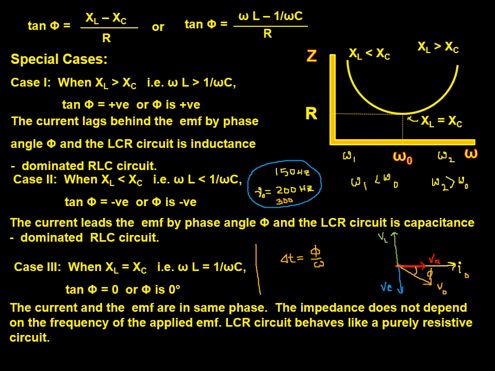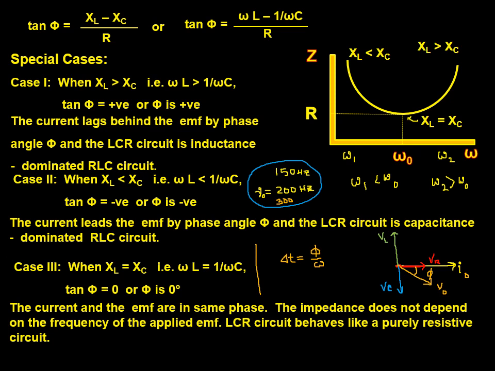But in case we take a frequency omega 1 which is less than omega naught, here XL would be less than XC, and in that case the circuit will have current leading the voltage. XL less than XC is called a capacitance dominated RLC circuit. And here tan phi is negative, or phi is negative, and the current leads the voltage.